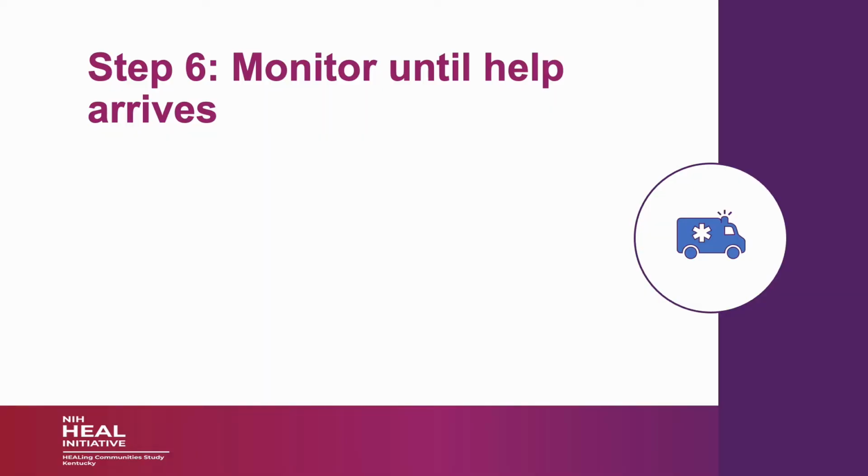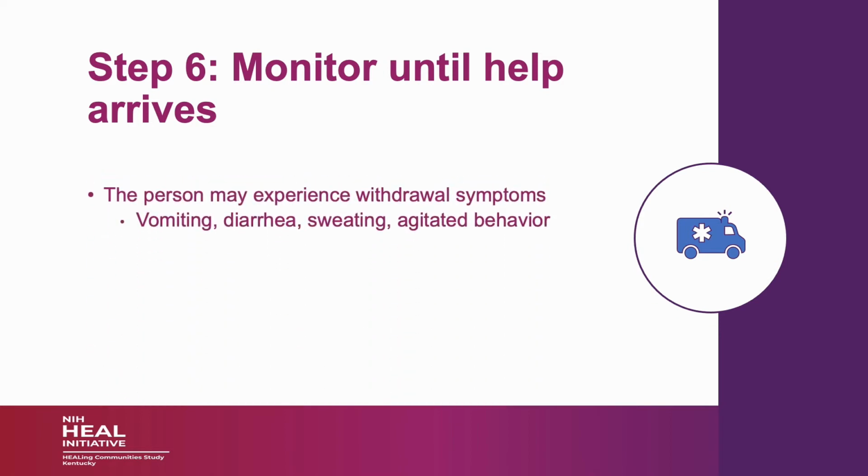Step 6, monitor until help arrives. If the person regularly uses opioids, they may have withdrawal symptoms such as vomiting, diarrhea, sweating, or agitated behavior when they wake. Agitation and confusion when waking up can occur because normal amounts of blood and oxygen have not been getting to the brain. These symptoms can be very dramatic and uncomfortable, but are not life-threatening.